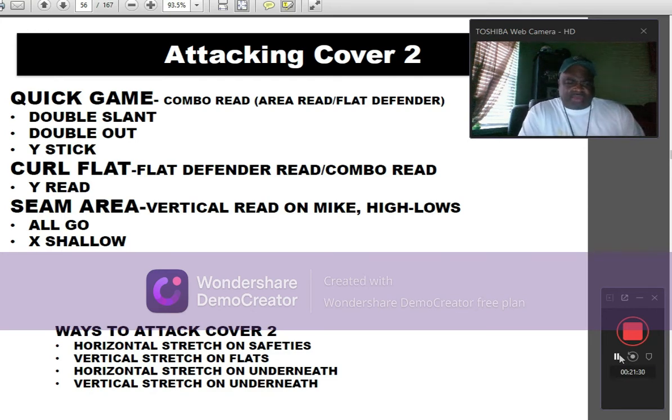The ways to attack cover two: horizontal stretches on the safety, vertical stretches on the flat, horizontal stretches underneath, vertical stretches underneath. Anything, like I say, underneath your linebackers and right over top of your linebackers, right behind your linebackers, right in between the safeties and the cornerbacks, deep down the middle. Shots that are going to run, like fades that get between your cornerbacks and your safety, no man's land. And if you got a good quarterback that can zip that ball in there, oh, they can hurt you bad.